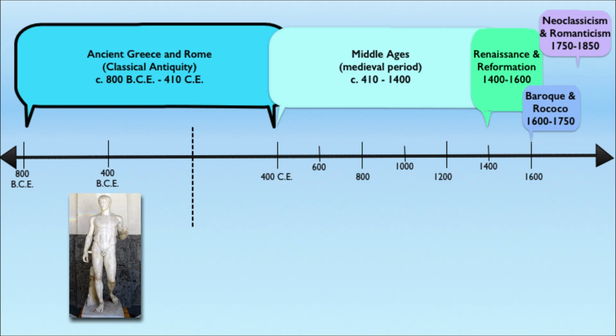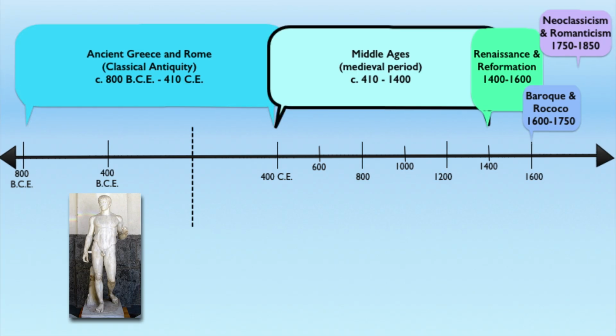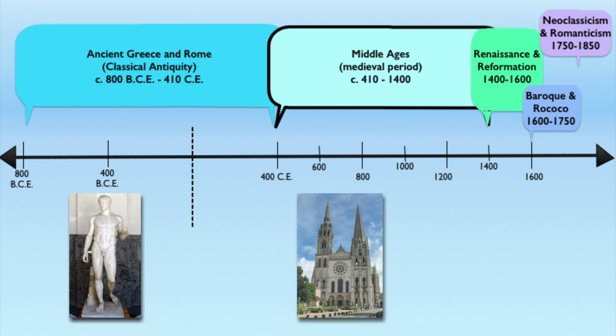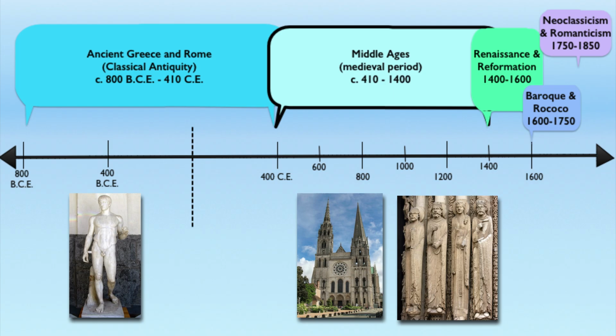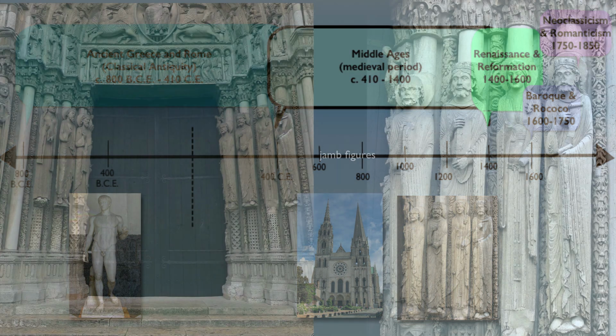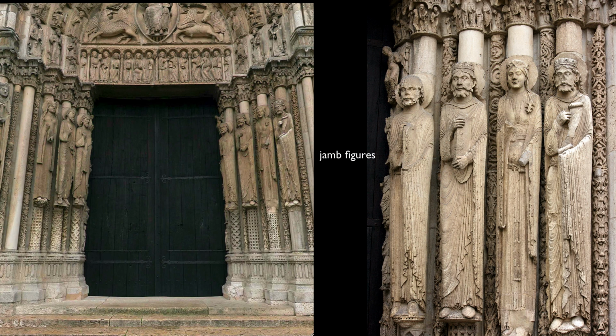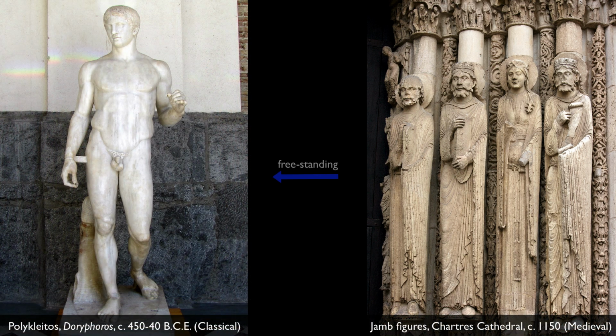So let's fast forward more than 1,500 years to the town of Chartres, just south of Paris, to a huge cathedral. And on the front of that cathedral are some very highly stylized figures that we call jamb figures. These are attached to architecture. So immediately we notice a significant change from the Doryphoros. The Doryphoros, the spear bearer, was freestanding. In other words, we could walk around him.